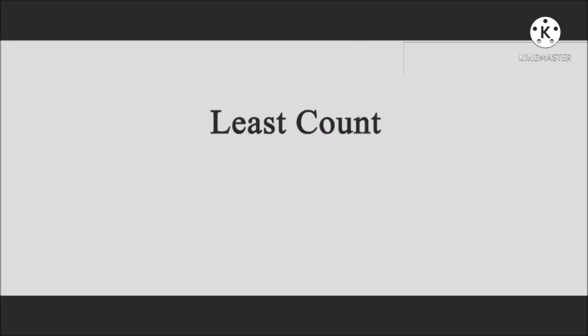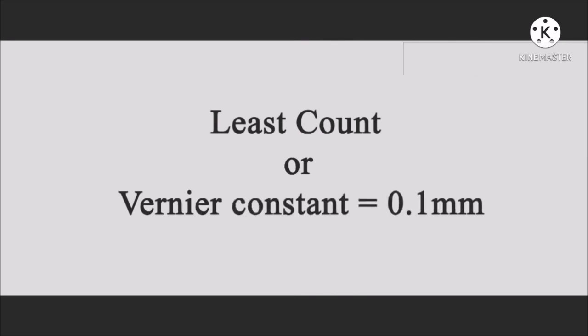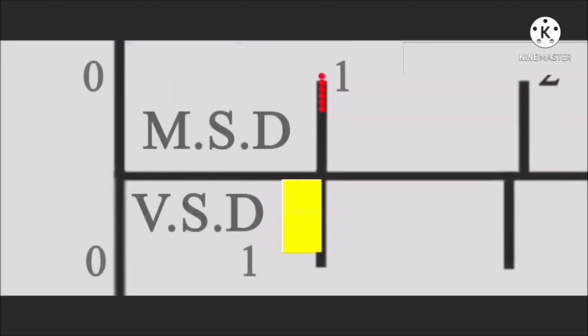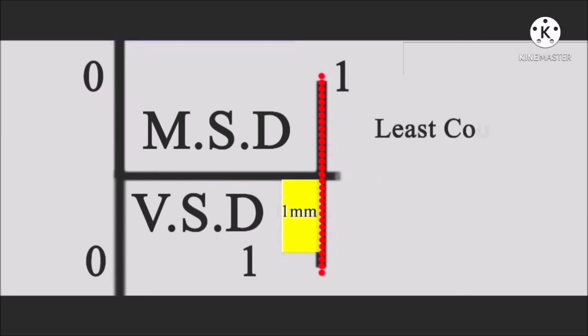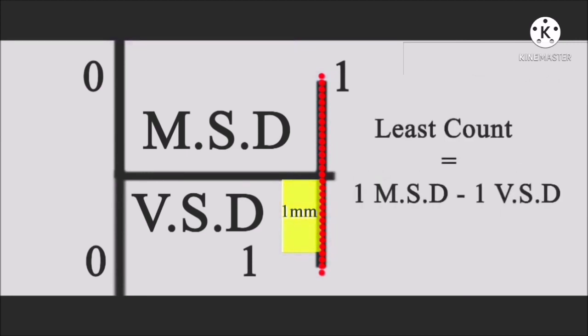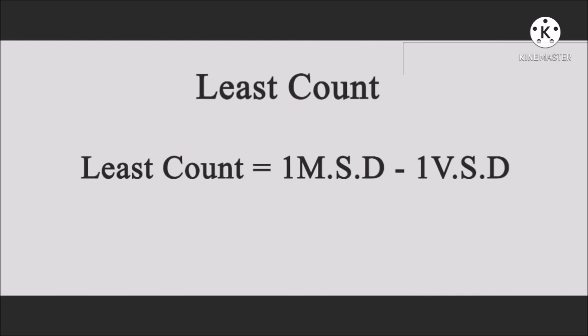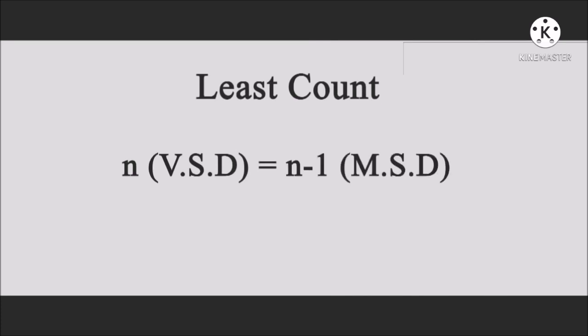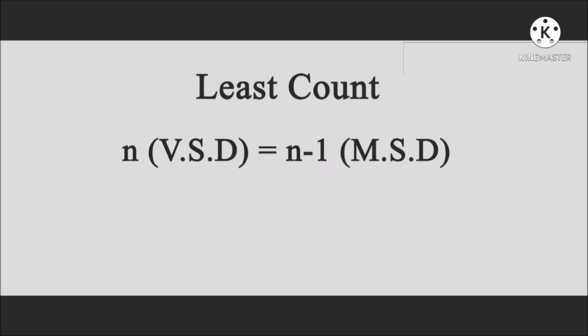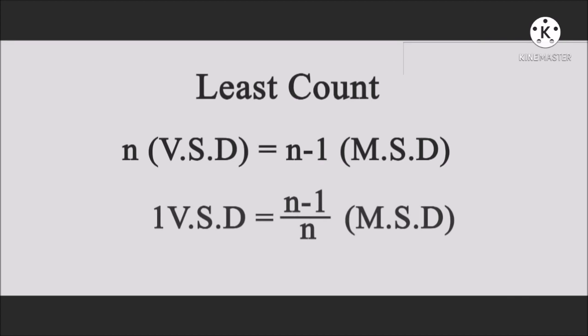Thus, we can say that the least distance that can be measured accurately by the Vernier caliper is also known as the least count or Vernier constant, which is equal to 0.1 millimeter. The distance is nothing but the difference between one main scale division and one Vernier scale division when both zeros coincide. Thus, least count is equal to 1 main scale division minus 1 Vernier scale division. In Vernier calipers, n divisions of the Vernier scale are equal to n minus 1 divisions of the main scale. Therefore, 1 Vernier scale division is equal to n minus 1 divided by n main scale division.